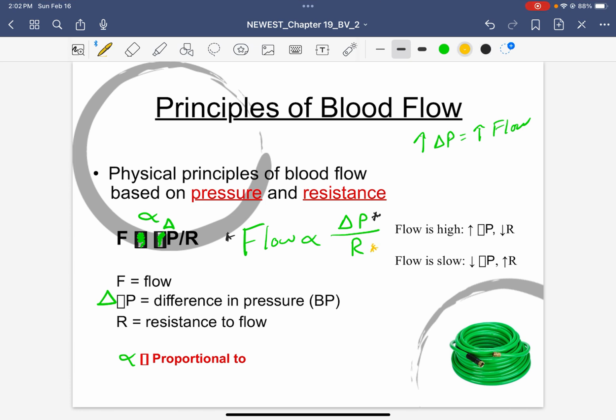resistance is on the denominator. So that means that resistance and flow have an inverse relationship. When we add resistance to a vessel, it will decrease flow.